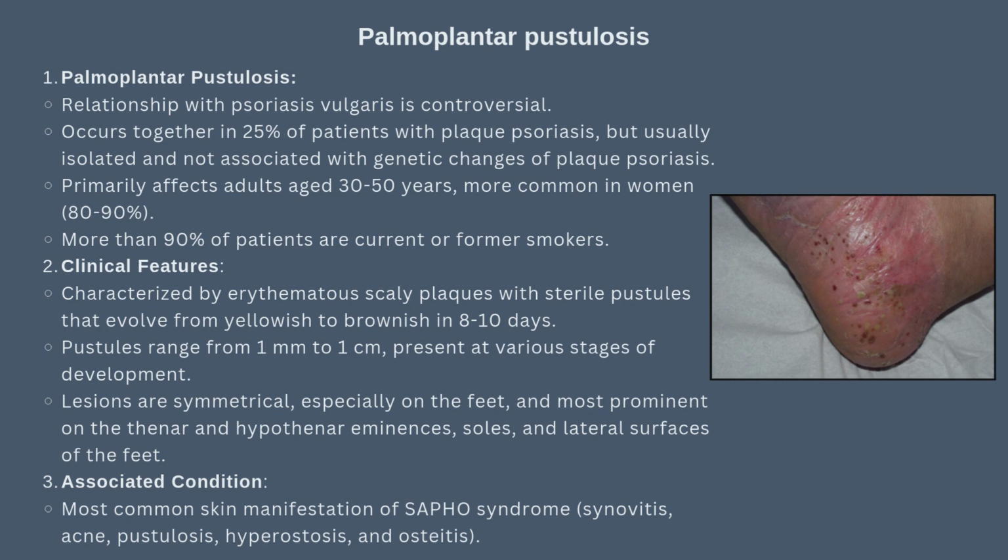Present at various stages of development, lesions are symmetrical, especially on the feet, and most prominent on the thenar and hypothenar eminences, soles, and lateral surfaces of the feet. Associated condition: most common skin manifestation of SAPHO syndrome: synovitis, acne, pustulosis, hyperostosis, and osteitis.